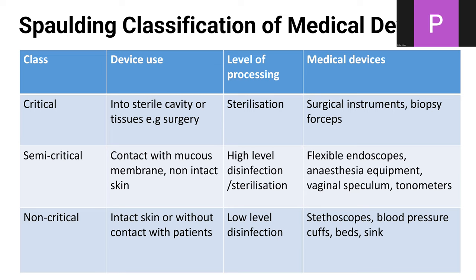Then the non-critical are those devices that come in contact with intact skin, such as the stethoscope and the pulse oximeter. For that, you just need low-level disinfection with alcohol, such as methylated spirit. That will suffice for stethoscopes, which are non-critical medical devices. So this is what helps us determine whether to disinfect or to sterilize. But like I said earlier, the first step is cleaning. No cleaning, no disinfection; no cleaning, no sterilization. Next.